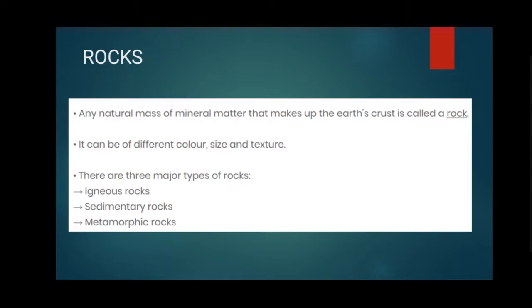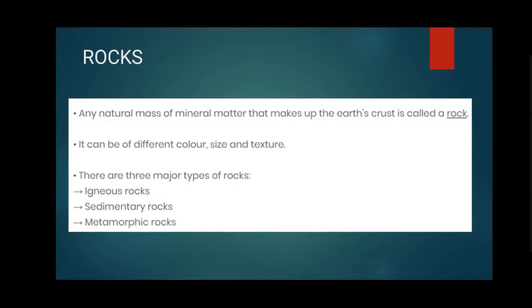Okay children, so now we are going to see about rocks. So you all know about rock. Now we are going to see the definition for rock. Any natural mass of mineral matter that makes up the earth's crust is called rock. Understood children? So any natural mass of mineral matter that makes up the earth's crust is called a rock. Okay children? So this rock can be a different color or different size or different texture.